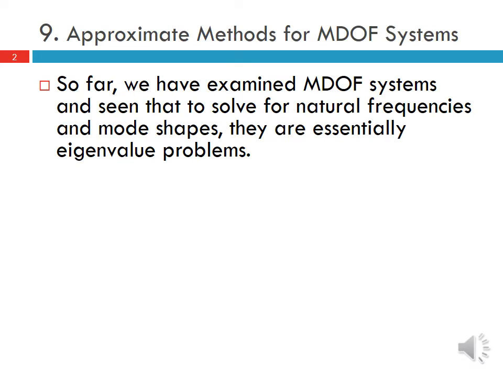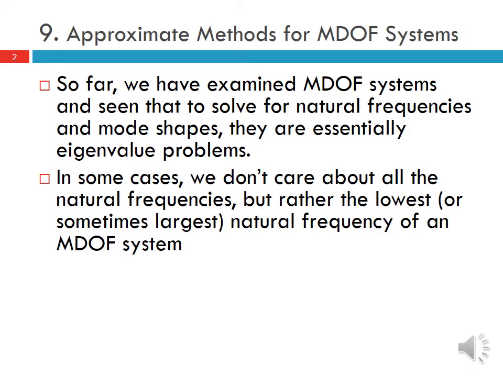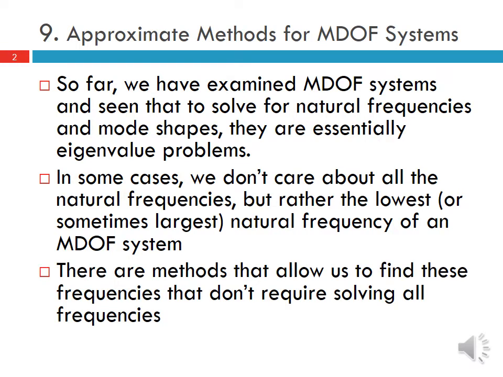So far, we have examined multiple degree of freedom systems and seen that to solve for natural frequencies and mode shapes, they are essentially eigenvalue problems. In some cases, we don't care about all of the natural frequencies, but rather the lowest, or sometimes the largest, natural frequency of a multiple degree of freedom system. So there are methods that allow us to find these frequencies that don't require solving all of the frequencies.